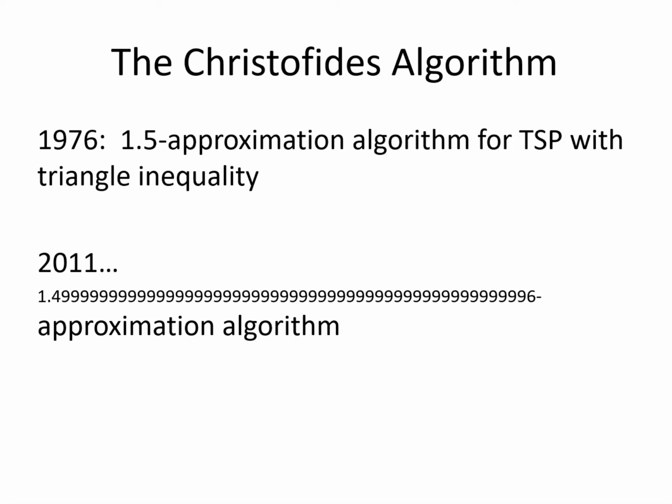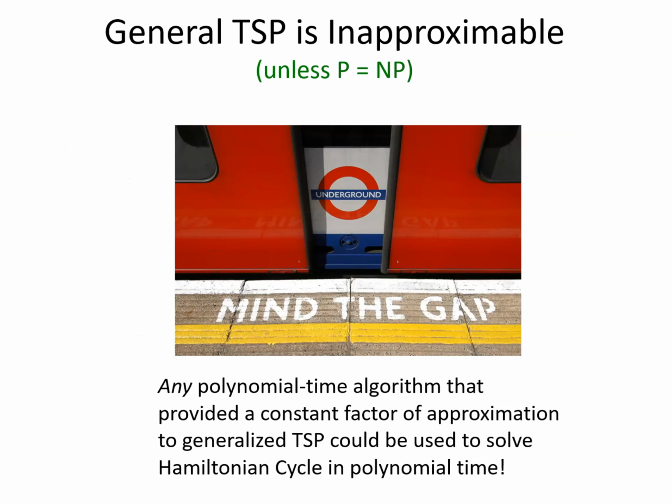Why aren't people looking for approximations for the general traveling salesperson problem, though? Why does it have to have the triangle inequality or some other restriction? As it turns out, the generalized traveling salesperson problem is inapproximable. That is, unless P equals NP.